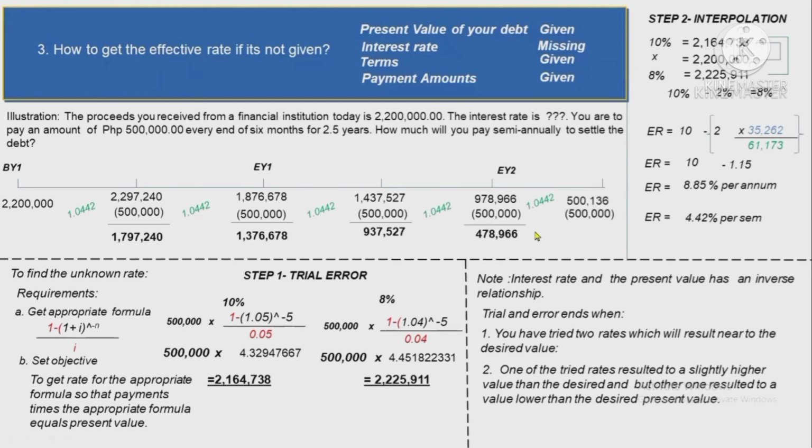have 500,136. This is supposed to be 500,000, but because of our rounding off factors, that's why there's a discrepancy of 136. So this is supposed to be 0. But if you wanted to have the exact rate, then you repeat the trial and error and interpolation. But this time, you need to choose two rates which will result closest to 2.2 million. So that's it for question number 3.